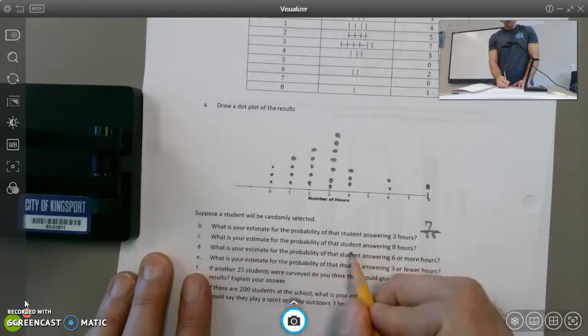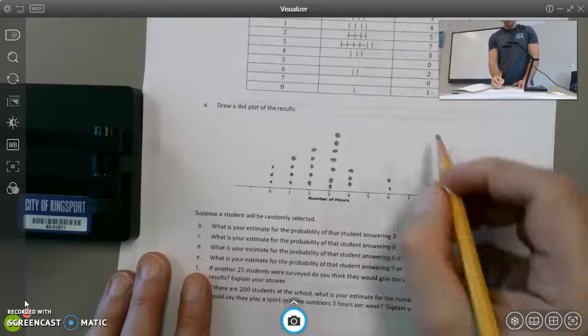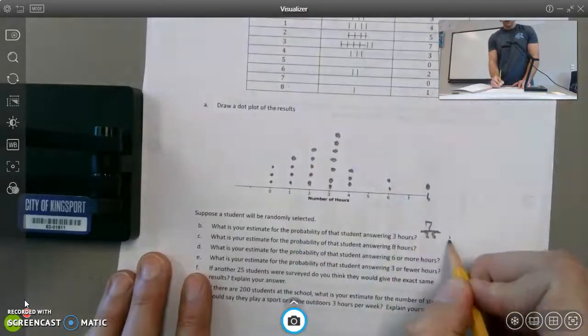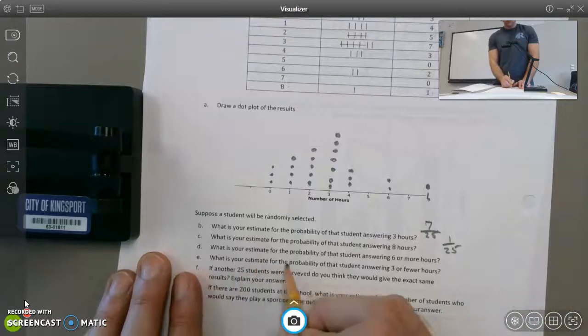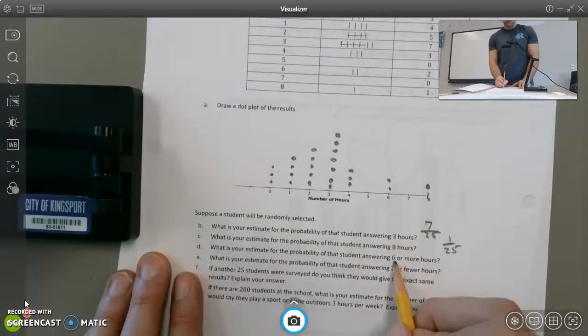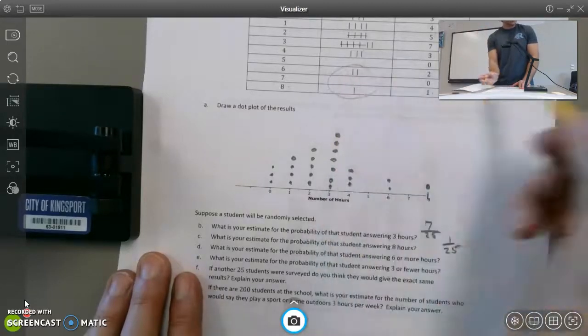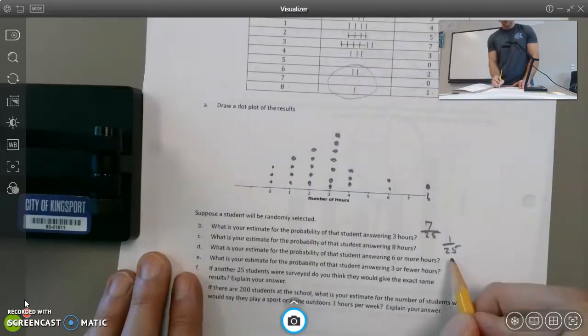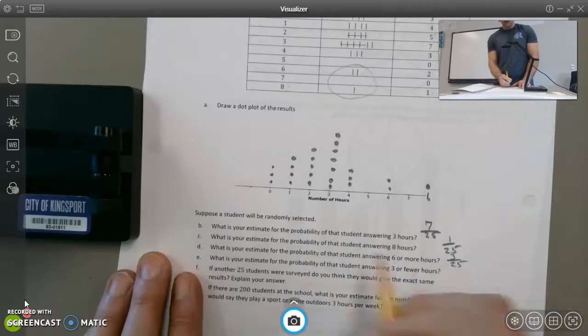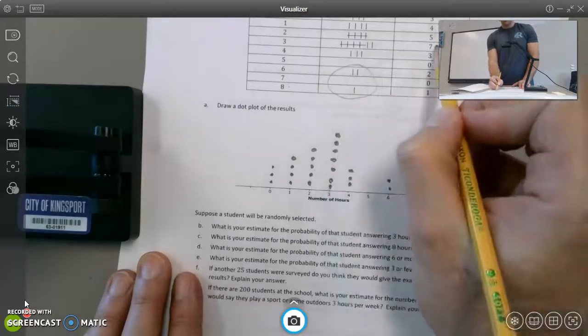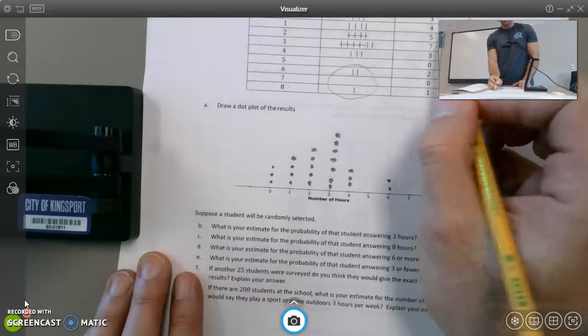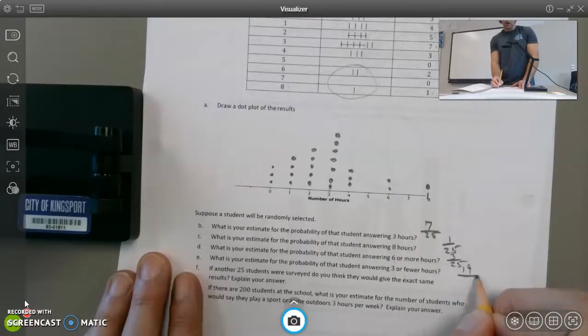What is your estimate for the probability of the student answering 8 hours? 1 student answered 8, so I would say 1 out of 25. What is your estimate for the probability of that student answering 6 or more? That is 6 and anything above 6. So 3 students answered a value that was 6 or more, so that's 3 out of 25. What is the estimate for the probability of the student answering 3 or fewer? Well, 7, 12, and then another 7, so 19 out of 25 answered 3 or fewer.